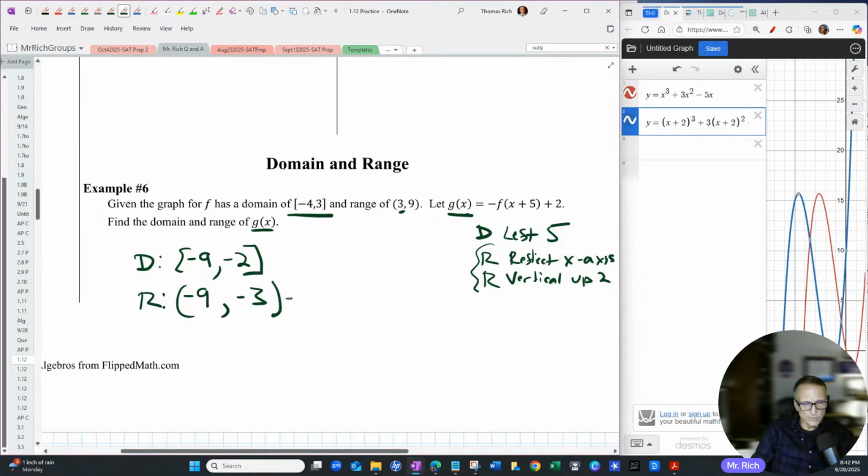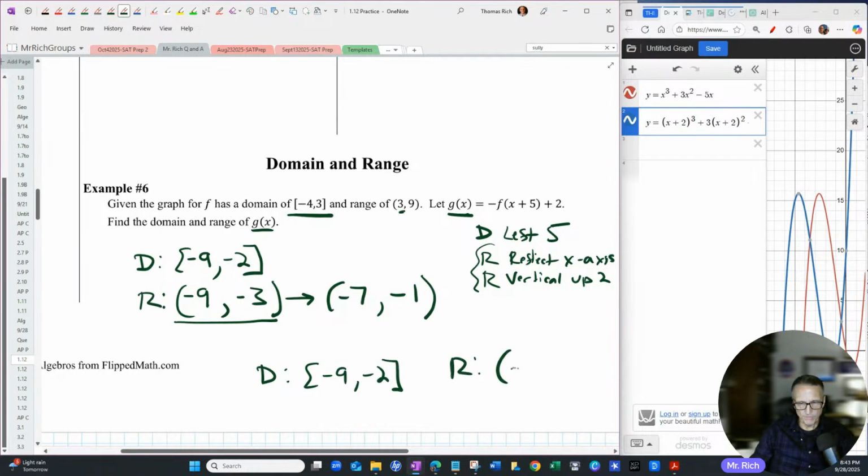So there's one more change that we have to make to the range to get to our final answer for range. We have to go up 2. So the -9 will go up 2 to be -7. The -3 will go up 2 to become -1. So our final answer is the domain will go from -9 to -2. The range is going to be going from -7 to -1.